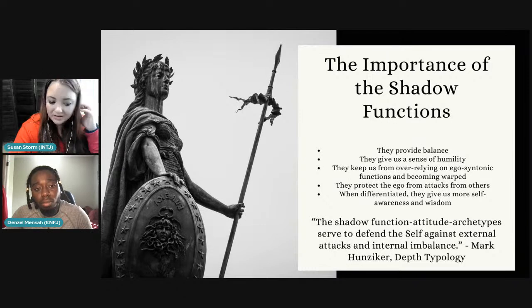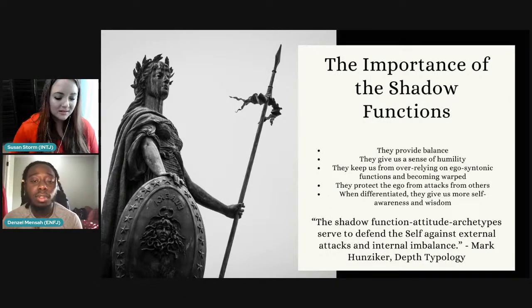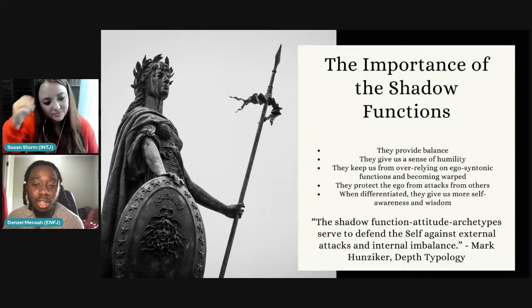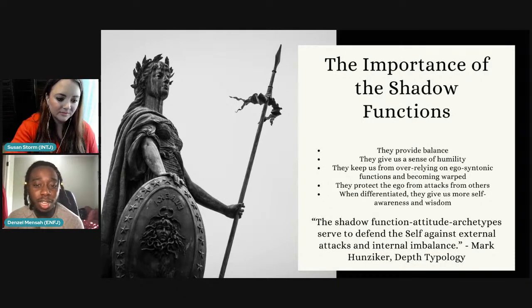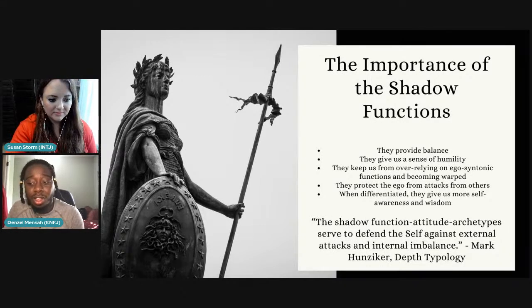Now I'm going to ask Denzel if he has any thoughts so far on what we're talking about. Yeah, I think that Susan, you've pretty much covered all of it. But essentially, we already talked a lot about this last week too. So if you guys haven't seen that, definitely check that out. But I really do like the idea of the ego syntonic versus ego dystonic.